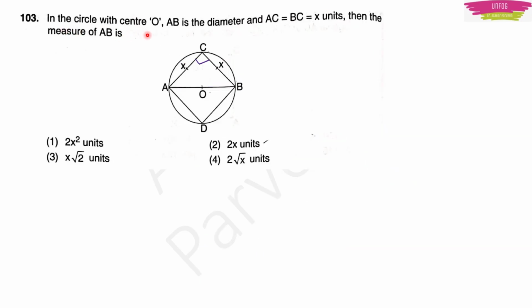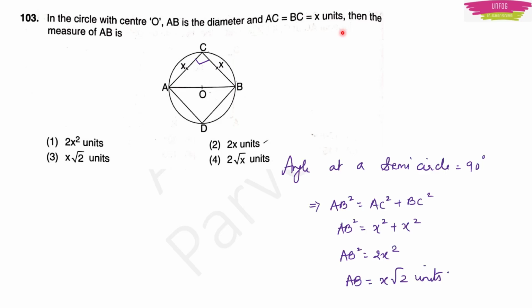Next. In the circle with center O, AB is the diameter and AC is equal to BC is equal to x units. Then the measure of AB is. This is a very easy problem actually, because the concept here is that the angle in a semicircle is 90 degrees. So you apply Pythagoras theorem. AB square will be equal to AC square plus BC square. You know AC is x and BC is x. You get the value of AB. Correct? It will be x root 2 units.